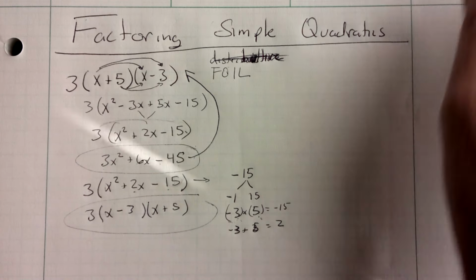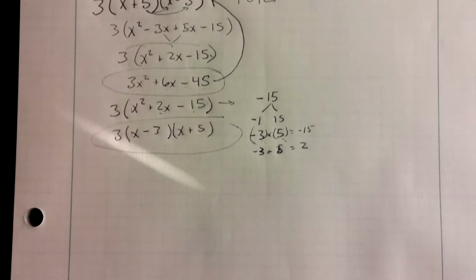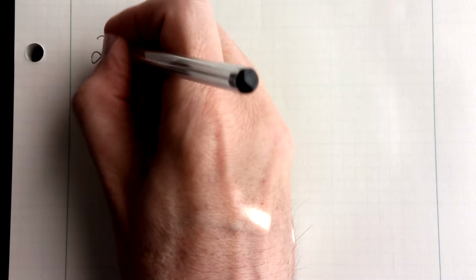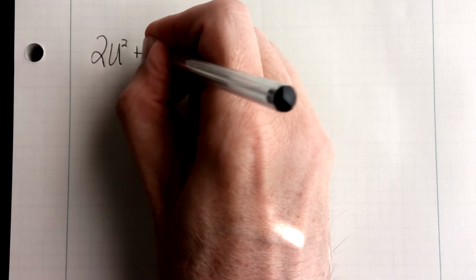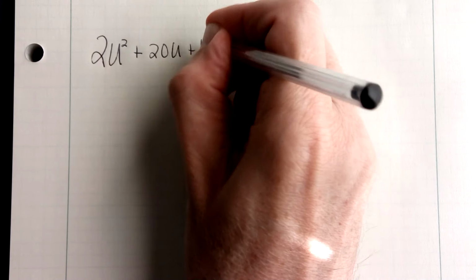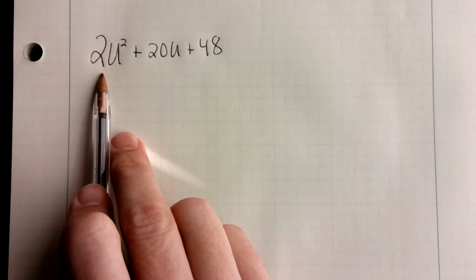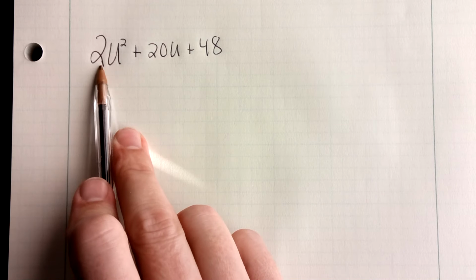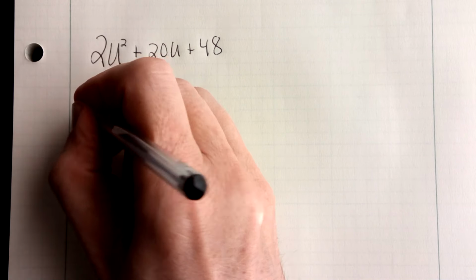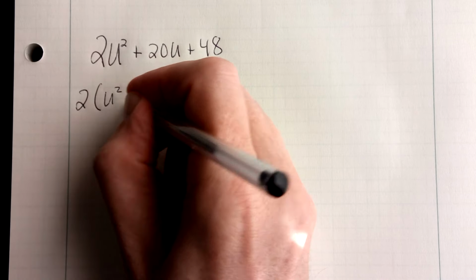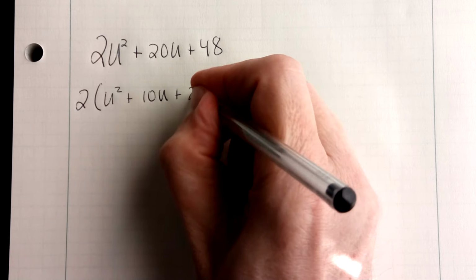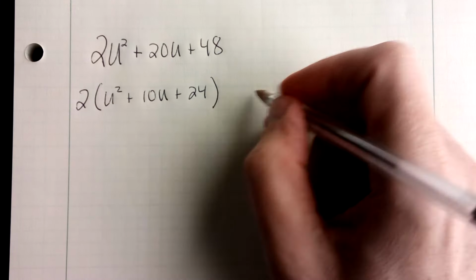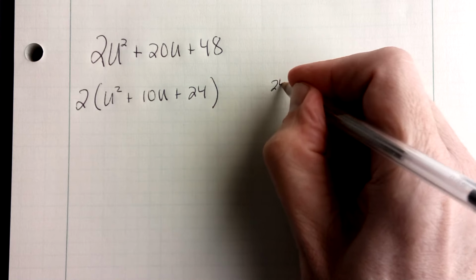Let's do one that we don't know the actual answer to and see how that works. So let's try something like, and we're going to use a different variable because you'll see all sorts of variables when you do your homework, 2u squared plus 20u plus 48. Well, again, what's in common with all three terms? I see that a factor of 2 is. So I factor out a 2, get u squared plus 10u plus 48 divided by 2, which is going to be 24.